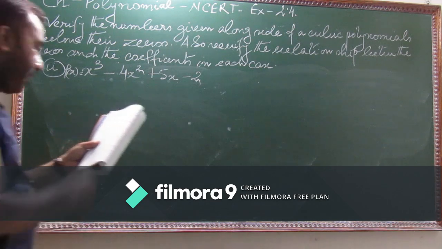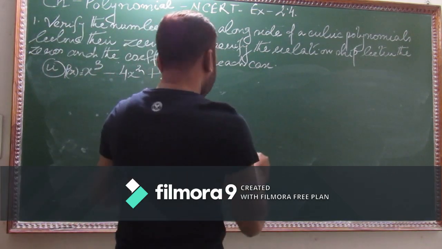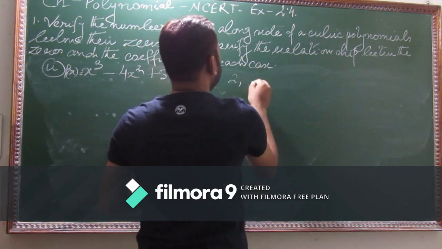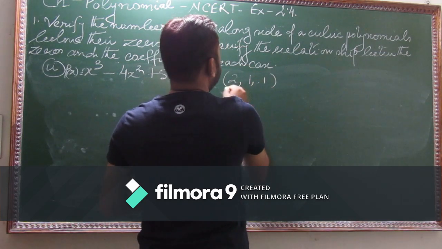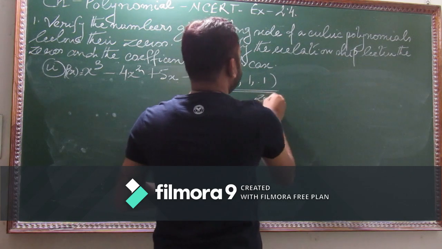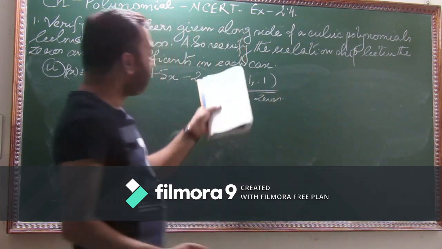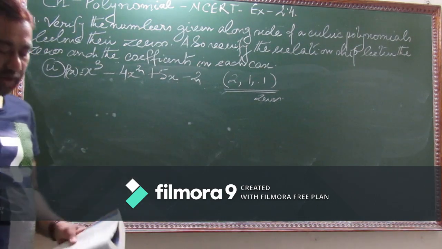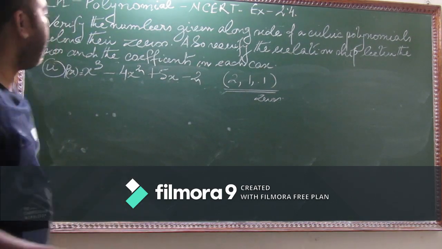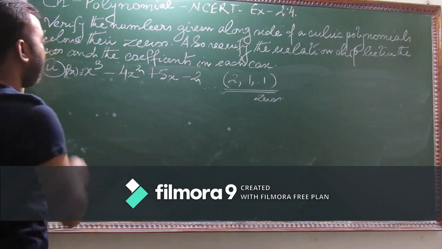Now, they say that the zeros are 2, 1 and 1. So one zero is 2, another zero is 1, another zero is 1. These are the zeros. If these values satisfy this polynomial, that means these are the zeros. So now I have to show it. How can I show it? First I need to find P(2).